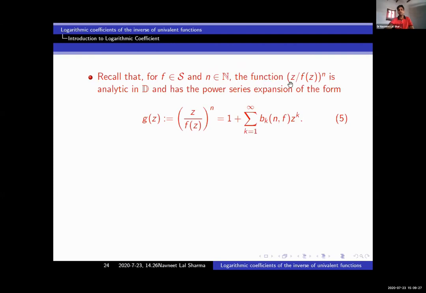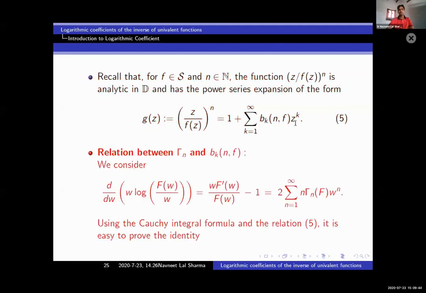First, let the function f be in the class F, that means f is a univalent function, and z by f to the power n is an analytic function and has the power series representation 1 plus summation b k into z to the power k. Now I am finding the relation between the inverse logarithmic coefficient gamma n and b k.